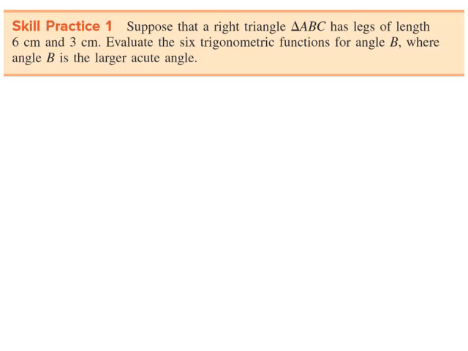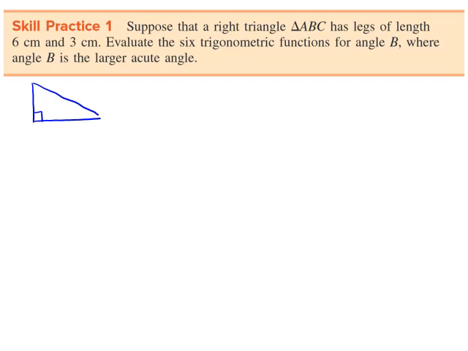Here we are dealing with a right triangle ABC, and it has legs of length 6 centimeters and 3 centimeters. Now it's important that you read this entire question, because it goes on and it specifically tells us where we want the 6 and the 3 to be located, because it will make a difference if 6 is here or here when we're finding sine, cosine, so on and so forth.